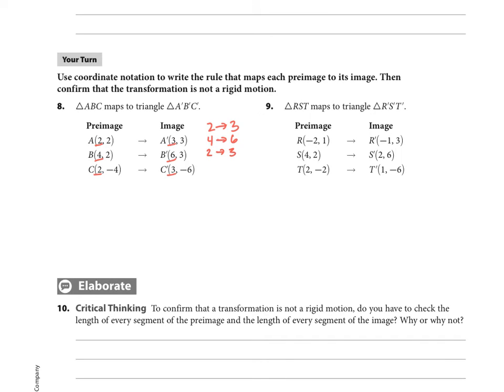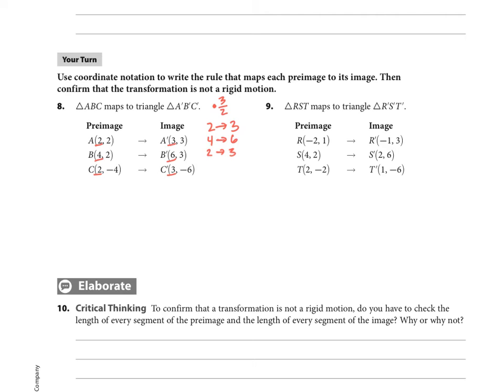To figure out what we multiply by, we just take our answer, our image, and divide it by the one before, the pre-image. So it looks like we're going to be multiplying by 2/3. Okay, that's just, 3 divided by 2 would be 3/2. I have that wrong. So times 3/2, and you can double check: 2 times 3/2 is 3, 4 times 3/2 is 6, 2 times 3/2 is 3.